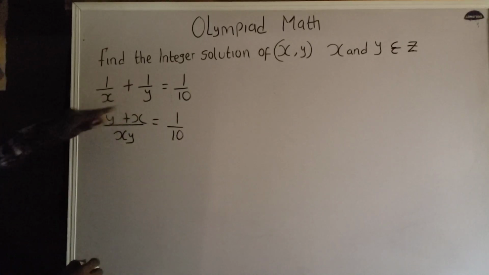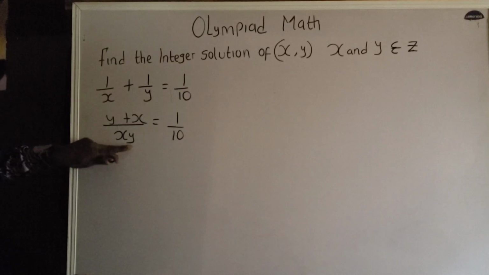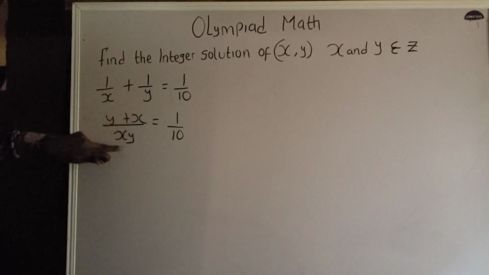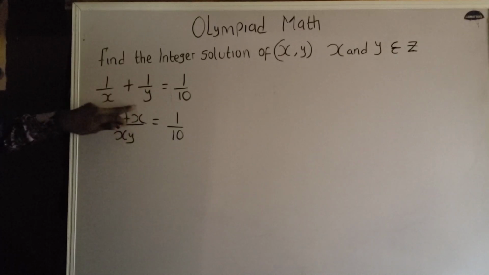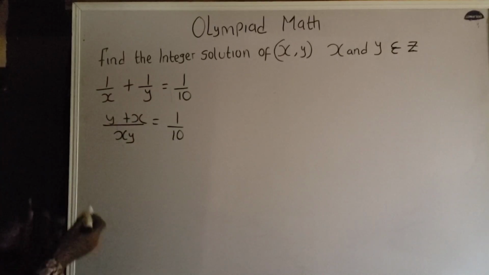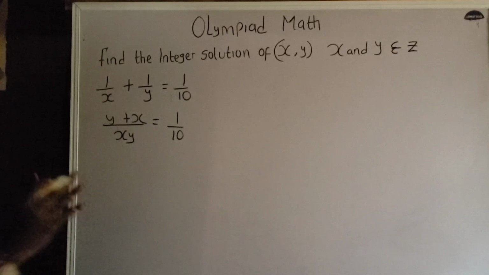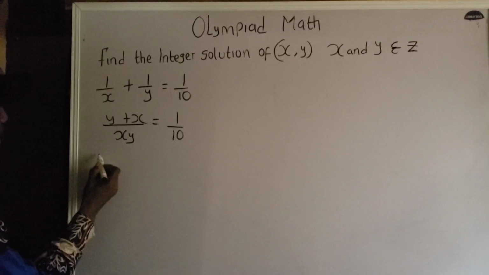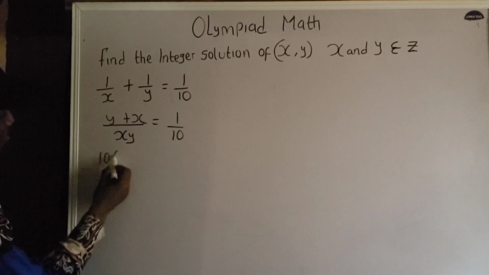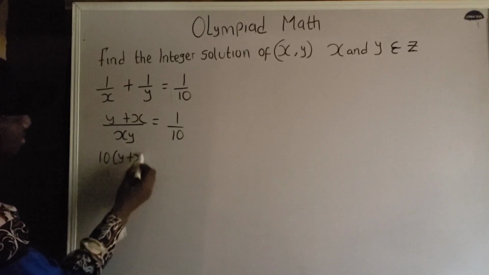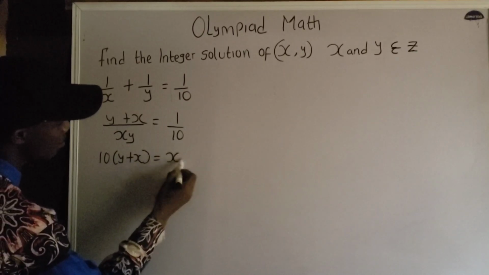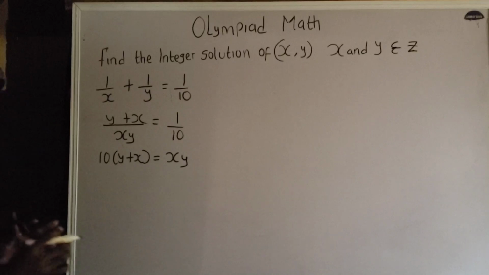I just take the LCM, then xy divided by x, that is y multiplied by 1, that is y, and xy divided by y, that is x multiplied by 1, that is x. So y plus x over xy is equal to 1 all over 10. Now, the next step is to cross multiply. So I'm going to have 10 into bracket y plus x equals xy. Please, I want you to pay attention.